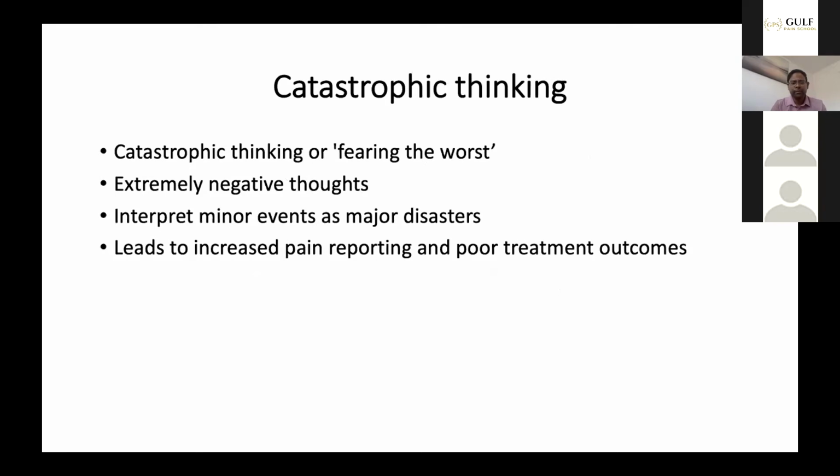Catastrophic thinking. So what is catastrophic thinking? It's fearing the worst, extreme negative thoughts. Once the patients have chronic pain, they've got psychological changes, they've got illness behavior, they may interpret even minor events as major disasters, which leads to increased pain reporting and poor treatment outcomes.